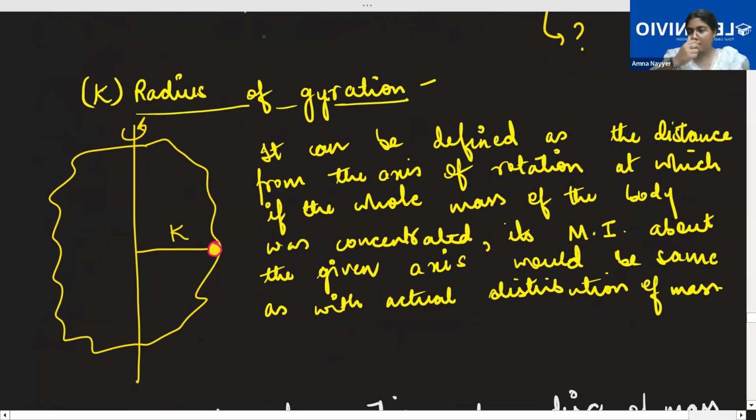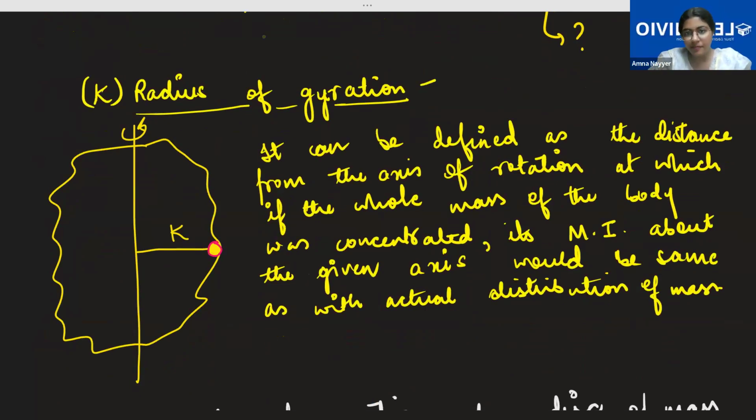Okay, see, the next topic is radius of gyration. We talked about the center of mass concept, and the mass and the radius we calculated, and we used the whole concept I is equal to mr square. Now, radius of gyration is what? It can be defined as the distance from the axis of rotation to which, if the whole mass of the body were supposed to be concentrated.